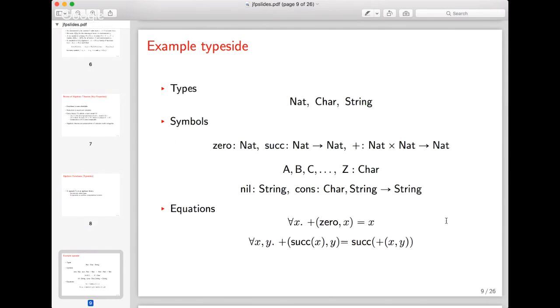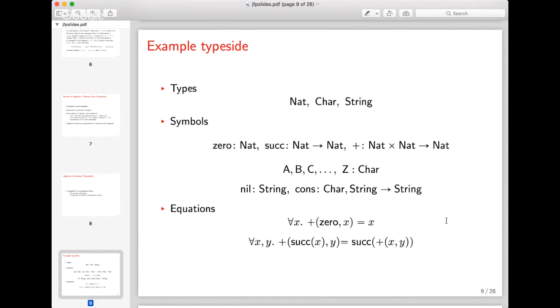So we have the empty string nil, and then cons takes a character and a string and gives you back a string. And then, of course, we have some equations. In this case, we have equations that define what addition is. It says for any variable x, which will have type nat implicitly, if you add 0 to x, you get x. And for any natural numbers x and y, if you add the successor of x to y, then that is the same as the successor of adding x and y.